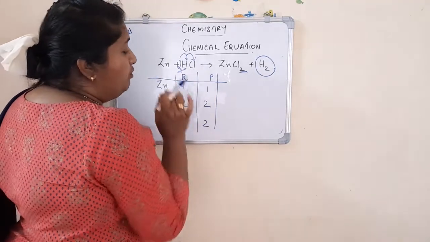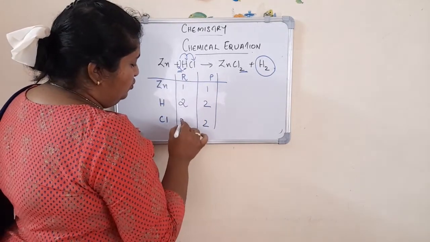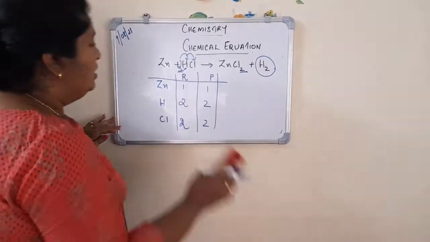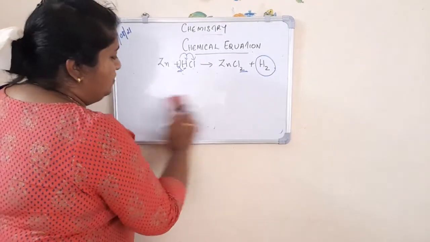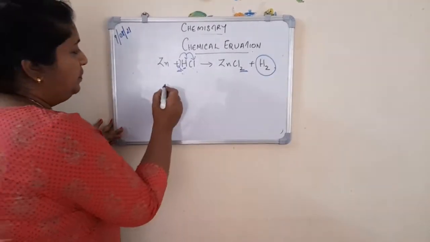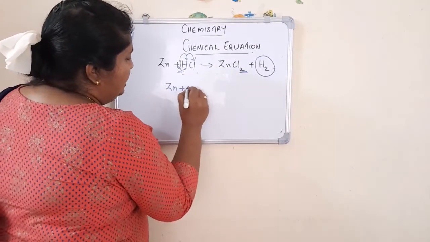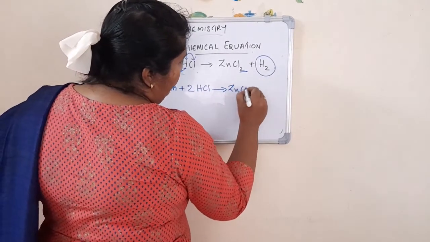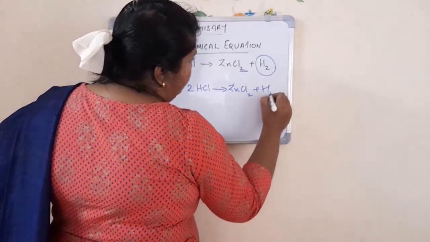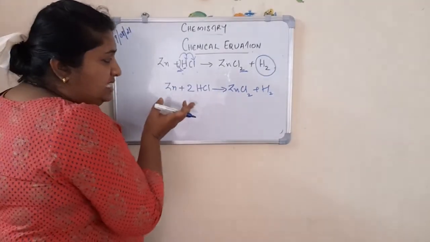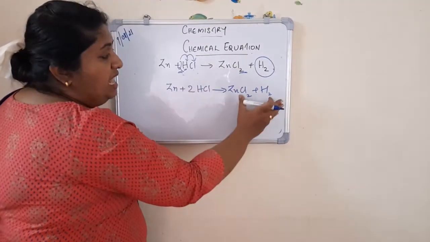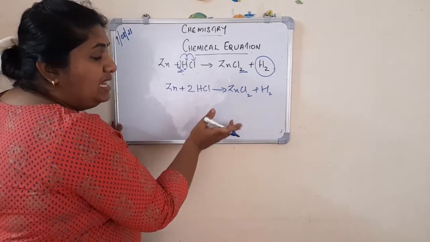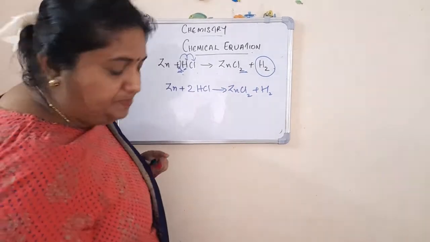So now how many chlorine atoms? Yes, 2. Now I am going to write the balanced equation once more. That is Zn plus 2HCl gives zinc chloride plus hydrogen. So now the number of atoms in the reactant side and the number of atoms in the product side are equal. Now I have balanced the equation.